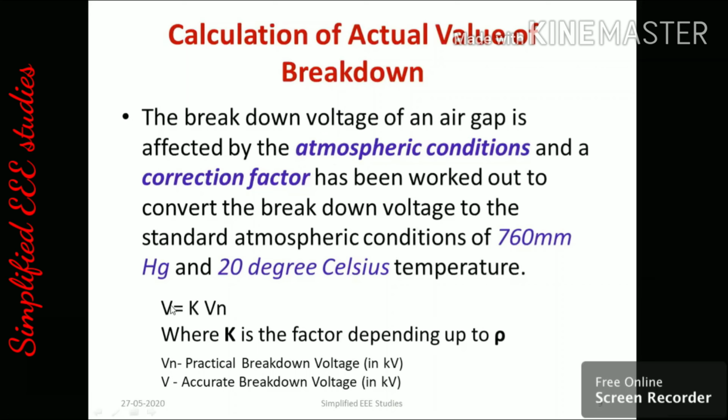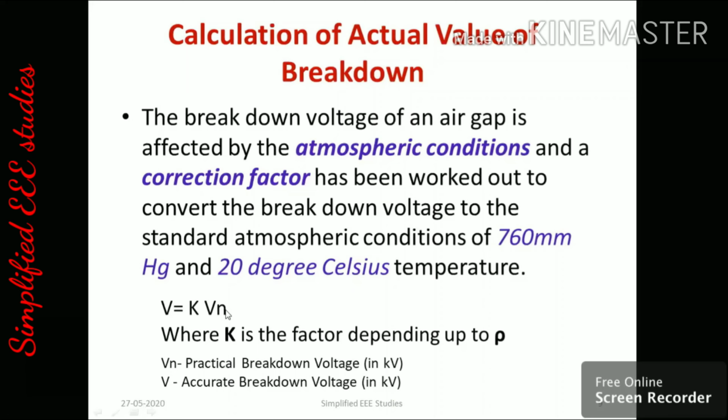Now, the accurate value of breakdown voltage, or you can call the actual value of breakdown voltage, is given by V equal to K multiplied by Vn, where Vn is known as the practical value of breakdown voltage in kV, kilovolt. Moreover, K is a factor that will be directly depending on air density correction factor. It is represented by either rho or D.